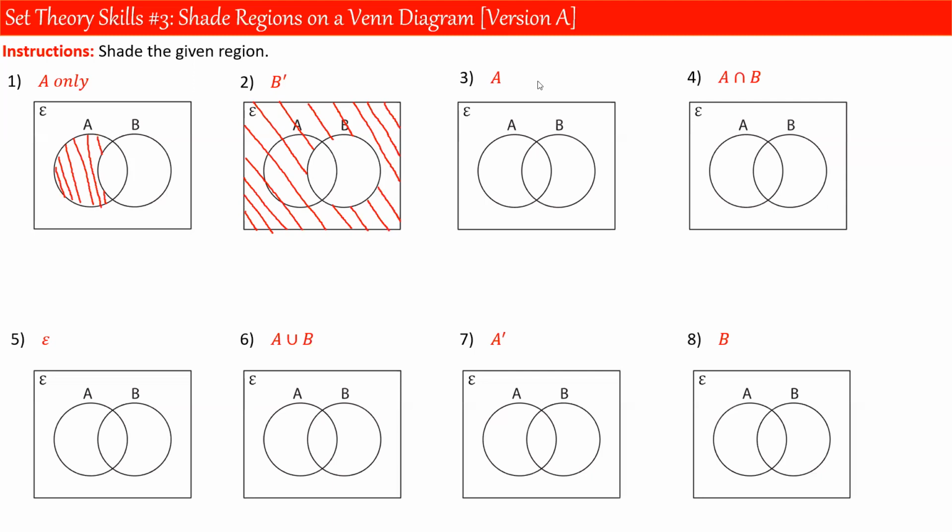Okay, go ahead, Ms. Ferguson. I think for number 3, you just shade in A and where they intersect. Very good. You shade in A and where they intersect. So it's gonna be all of A, including the intersection point. Okay, like I said, if you got it right, tick it.